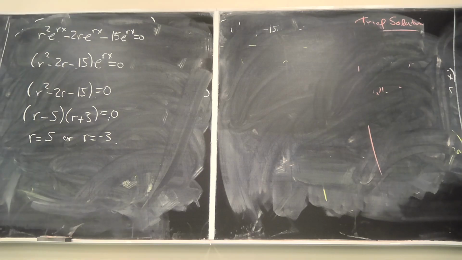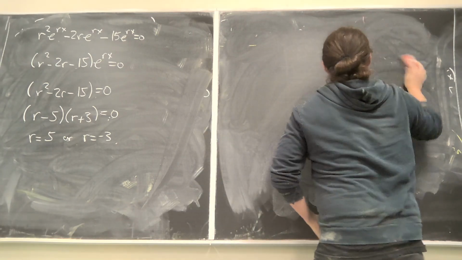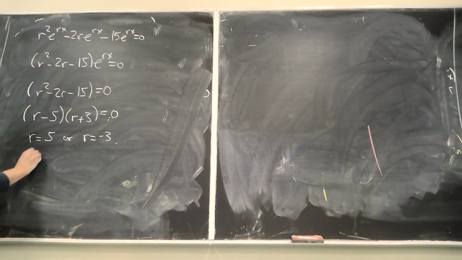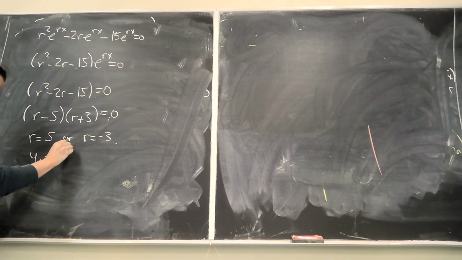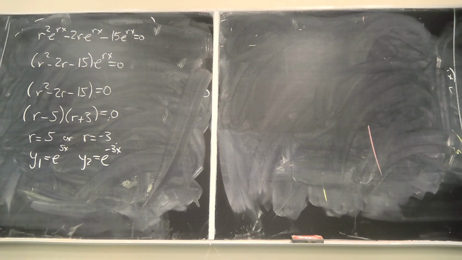Anyway, remember that we assumed that this was a solution to the equation, which means it actually was. This is equal to 0 in the specific case that r is 5 or r is negative 3. Since our trial solution was e to the rx, what we've discovered is that we were right. y1 is equal to e to the 5x, and y2 is equal to e to the minus 3x. Those are two different solutions to the differential equation. We guessed correctly.